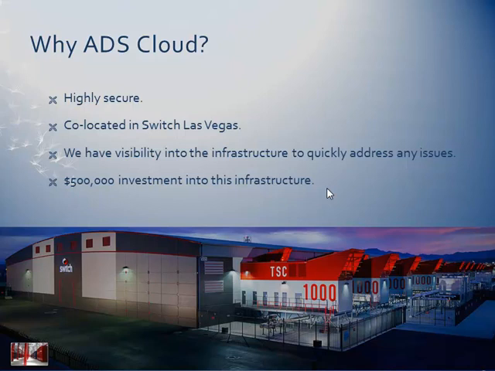We have $500,000 invested in this infrastructure. This facility, we were just blown away by it. We have been to all the colos in Los Angeles, San Fernando Valley, and Orange County area. This place trumps them all by a factor of 5 million.